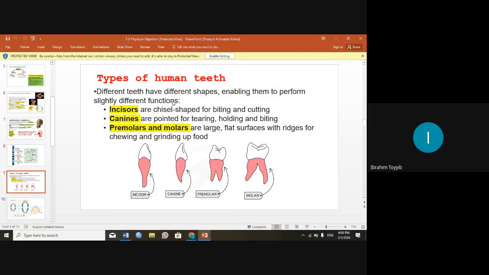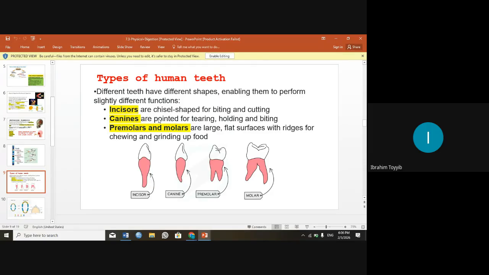So different things that we have: the molar, premolar, canine, incisors. The canine has the sharpest edge. If you see all those lions, that teeth that used to be side by side that will come down, it is the canine that is used for tearing. Canines are pointed for tearing, holding, and biting.